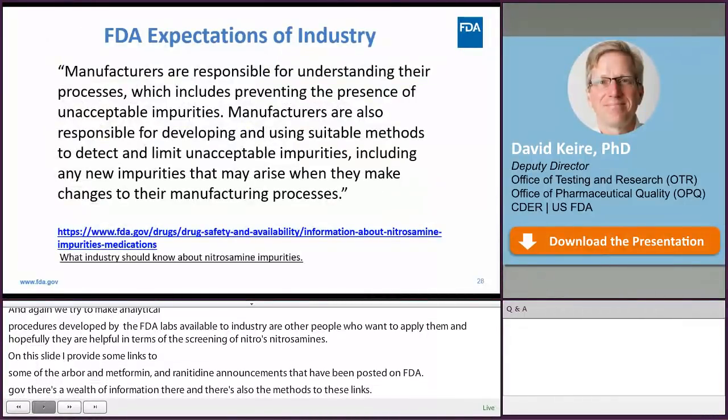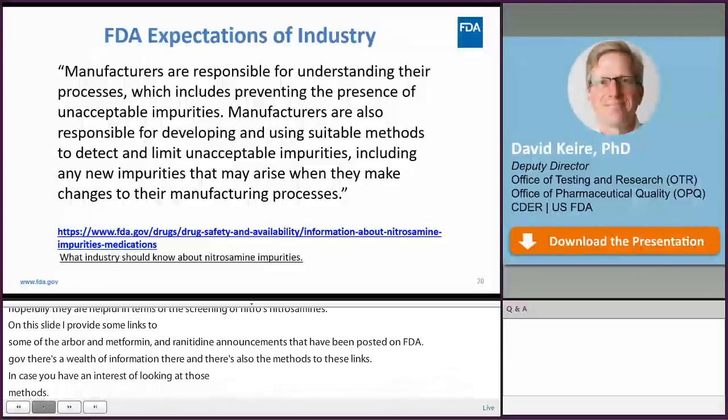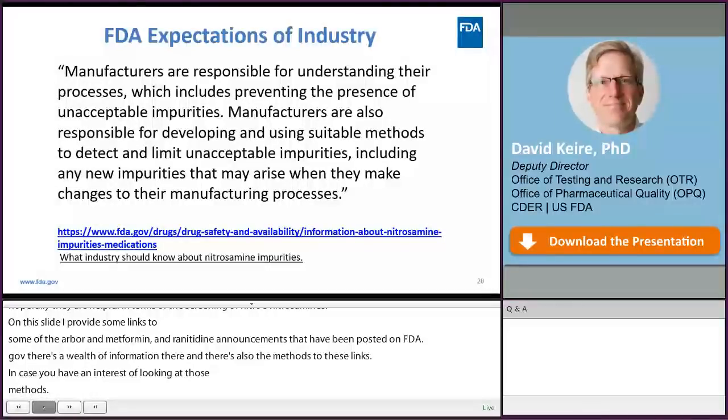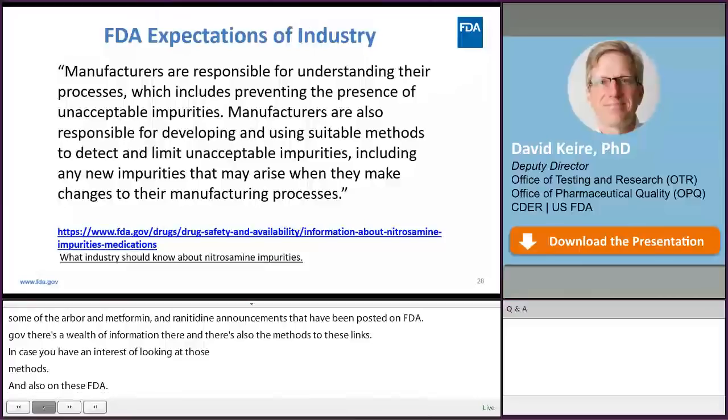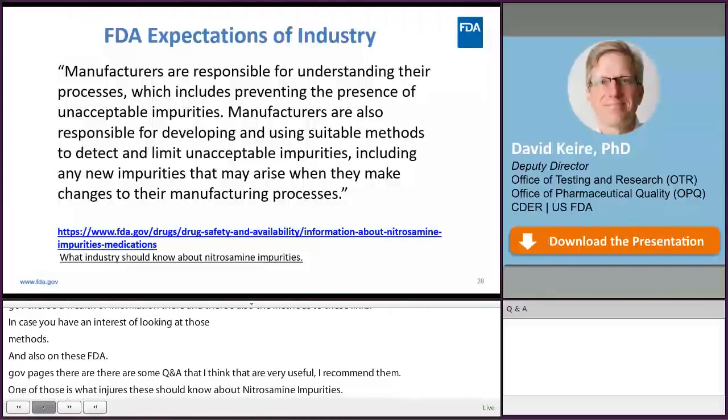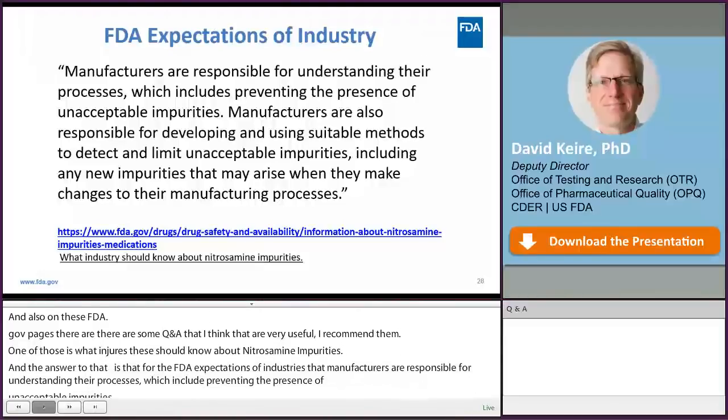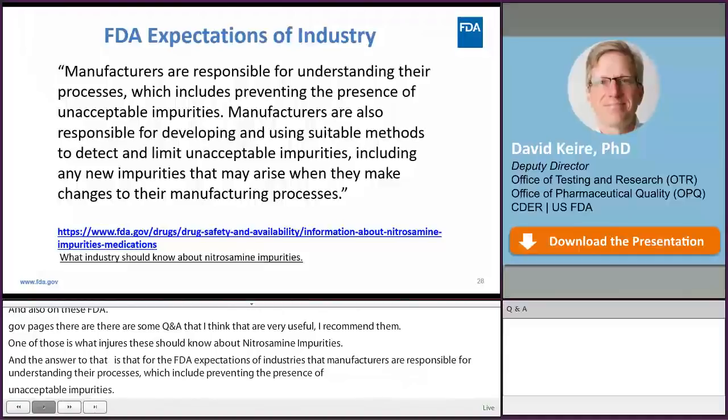Also on these FDA.gov pages, there are some Q&A that I think are very useful. I recommend them. One of those is what industry should know about nitrosamine impurities. The answer is that the FDA expectation of industry is that manufacturers are responsible for understanding their processes, which includes preventing the presence of unacceptable impurities. Manufacturers are also responsible for developing and using suitable methods to detect and limit unacceptable impurities, including any new impurities that may arise when they make changes to their manufacturing processes.